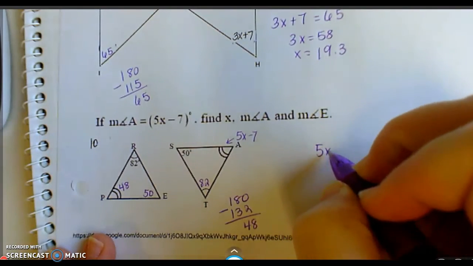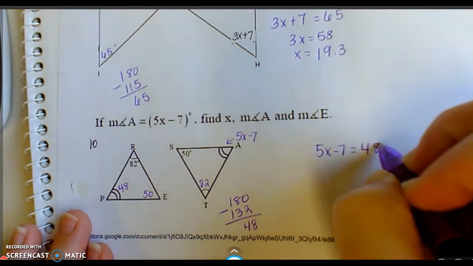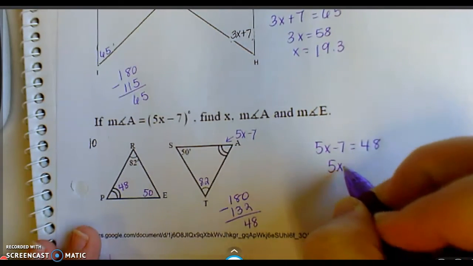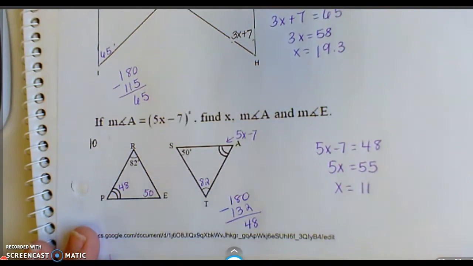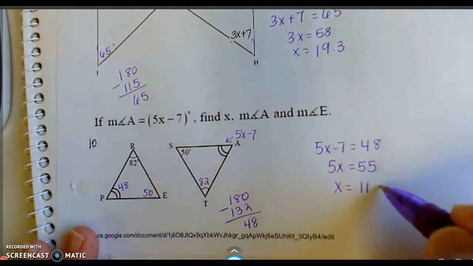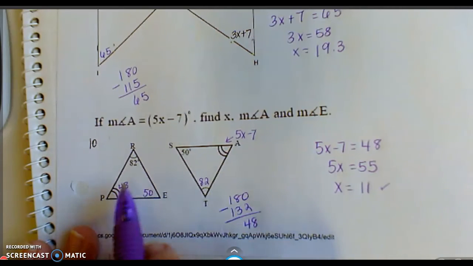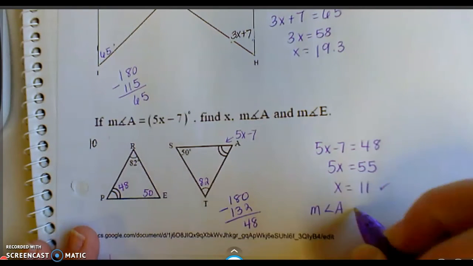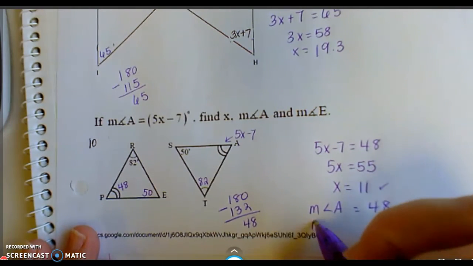So I know that 5x minus 7 equals 48 because of the markings. So I'm going to add 48 to 7. And then I'm going to divide by 5. Now, it says to find x. We found x. It says find angle A. Well, we know that angle A is 48 because it's the same as this one. It also says to find E. Well, we did that as well.